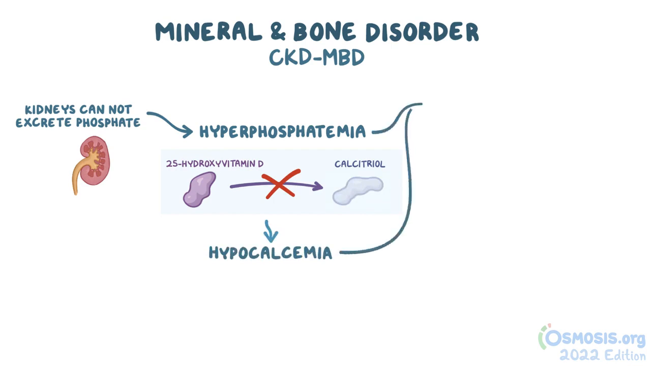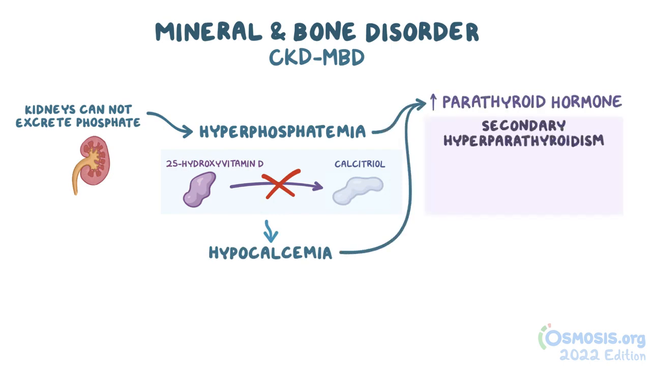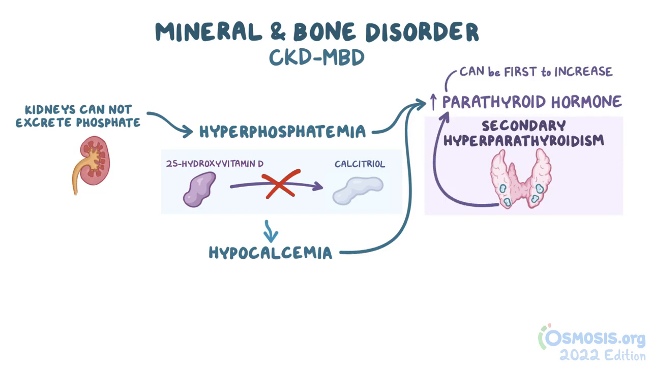Hyperphosphatemia and hypocalcemia lead to increased levels of parathyroid hormone, which is a type of secondary hyperparathyroidism, and the parathyroids become bigger. Sometimes, PTH can be the first one to increase, due to increased PTH gene expression, so phosphate and calcium levels can remain normal for a long period of time.